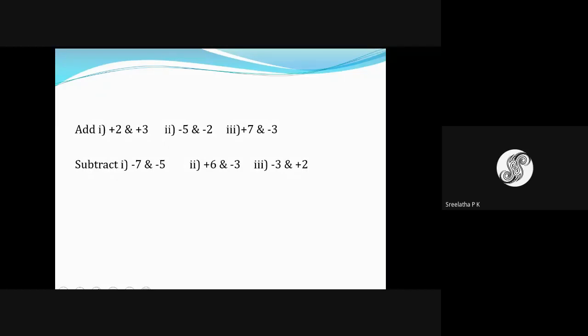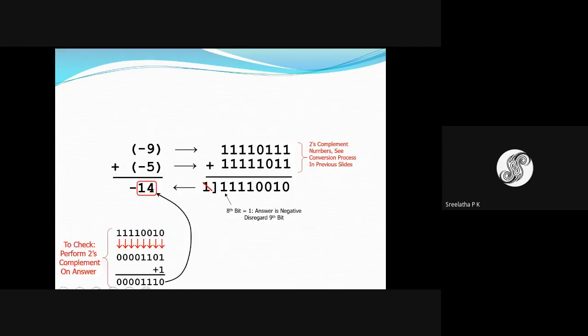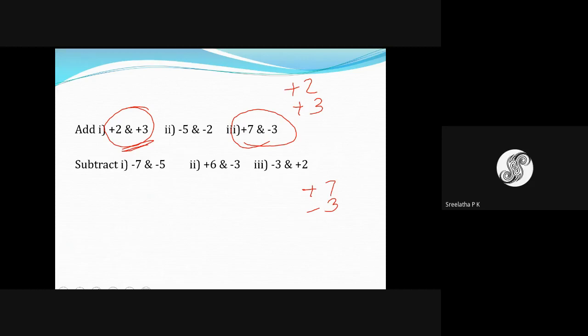Now all of you do 2 plus 3, that is addition of those two numbers, and +7 minus 3 in your book. Whatever I am telling, follow the instructions. Copy down these two questions and solve them in your book. Before you come to the next class, you should have solved this in your books.